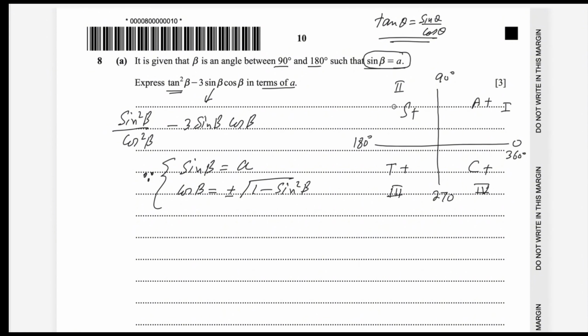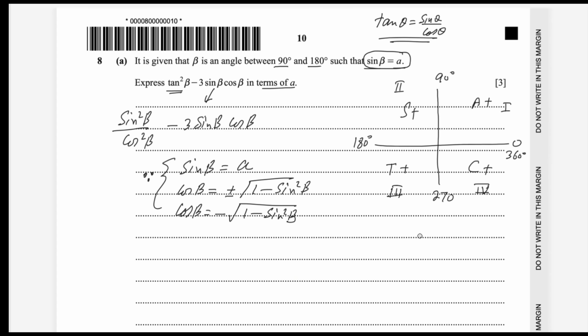Beta is in the second quadrant and cosine is negative in the second quadrant, therefore we will keep the negative value here: negative of the square root of 1 minus sine square beta. Got it? So you have to use this value instead of the positive value.